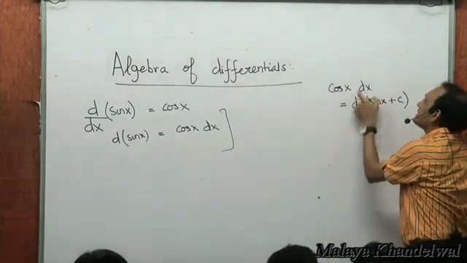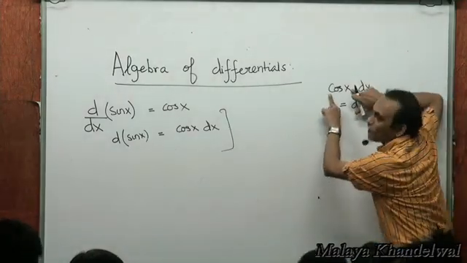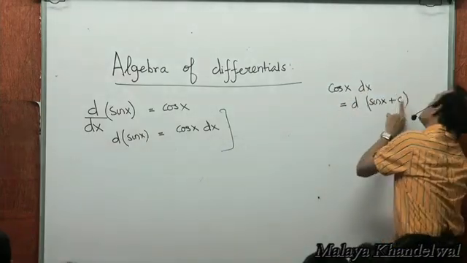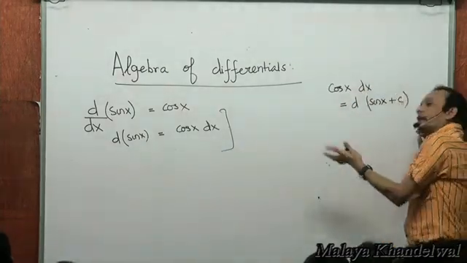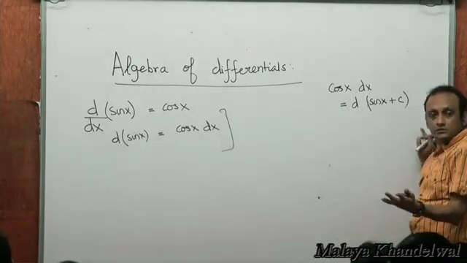When I say cos x dx is d of something, then this something is to be filled up with the integral of cos x. What would be the integral of cos x? Sin x plus c. Now in certain situations I want to take c as 0, c as 1, c as 2, that's my choice. It does not matter, right?